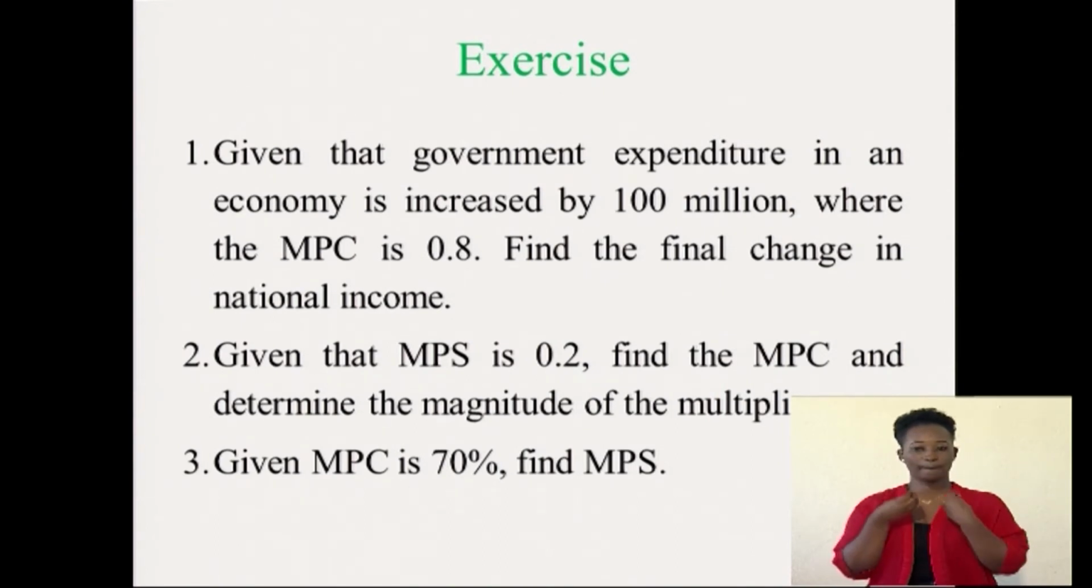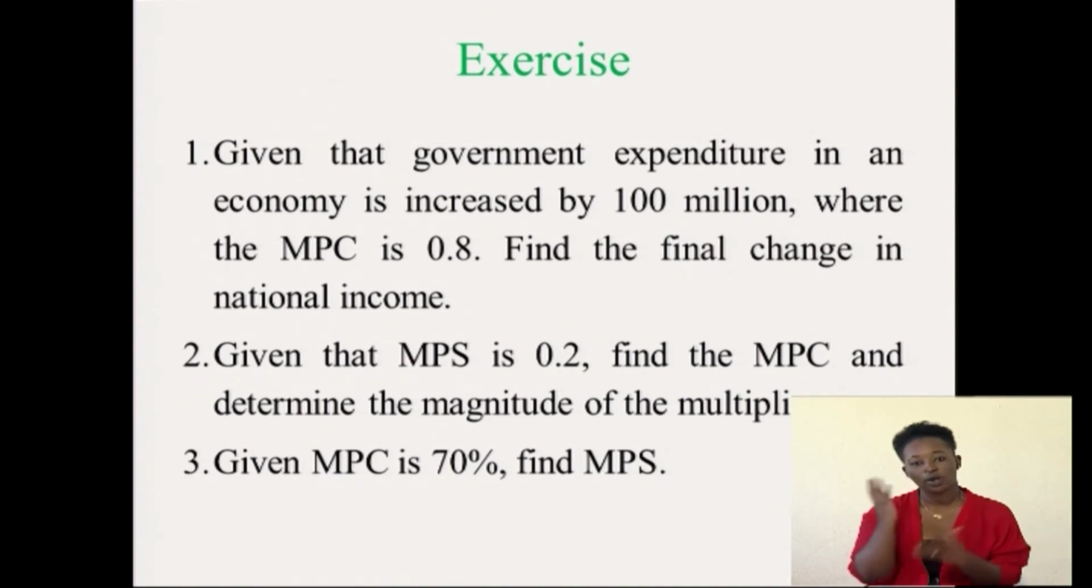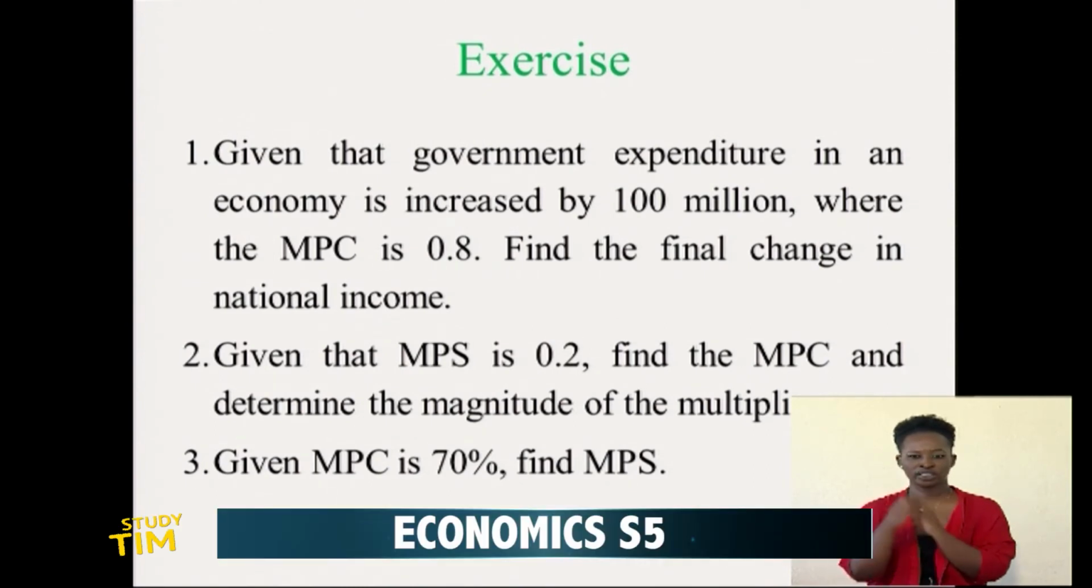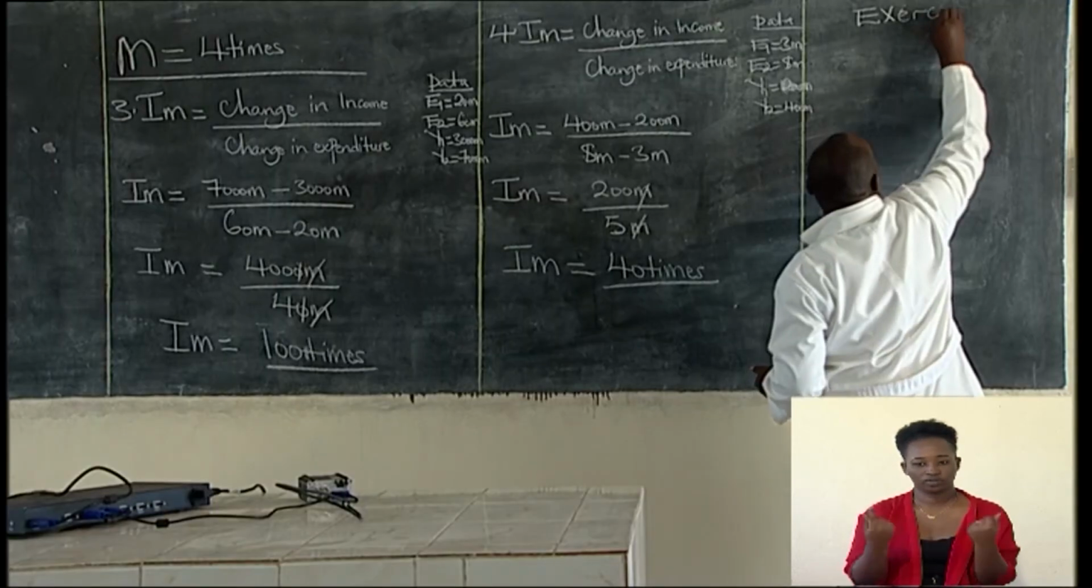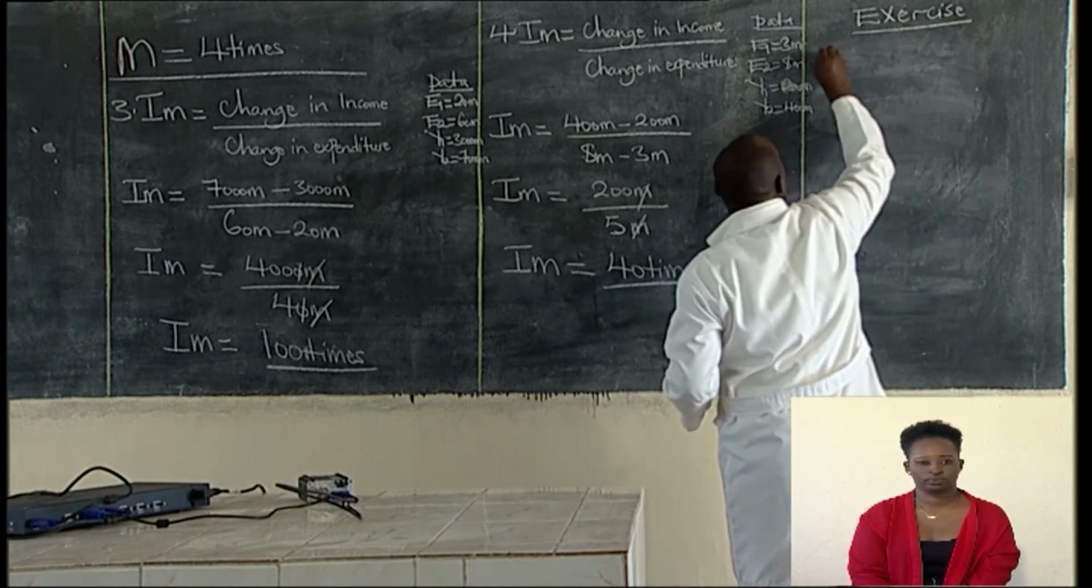Now, the first question. Given that the government expenditure in an economy is increased by 100 million, where the MPC, marginal propensity to consume, is 0.8, find the final change in national income. Now, to get the final change in income on the exercise, I'm solving just the first question.